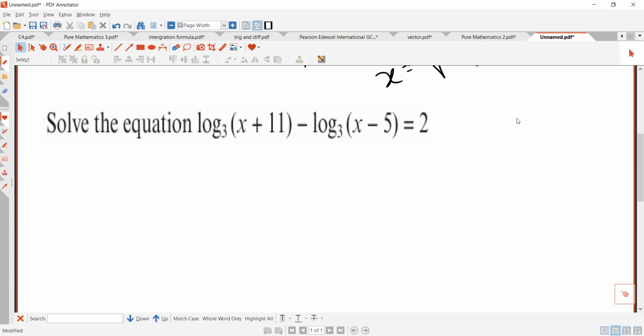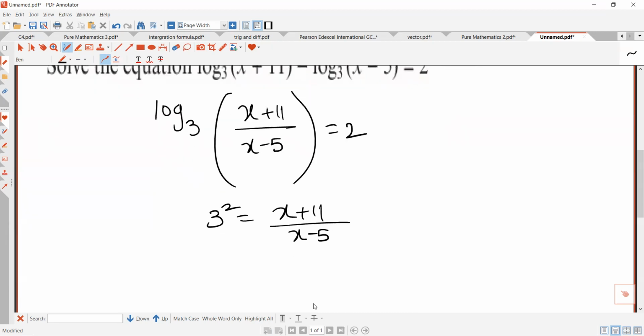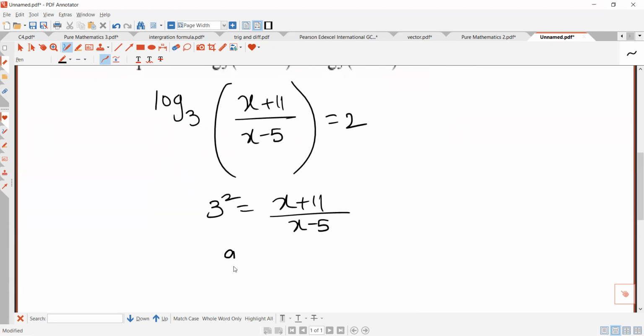Can you see there is a minus sign between them? So what would you do? You would write log base 3 of (x plus 11 divided by x minus 5) equals 2. Understand? This 3, if we send it to the other side, what will happen? It will be 3 squared, won't it? x plus 11 divided by x minus 5. Understand? Cross multiply.